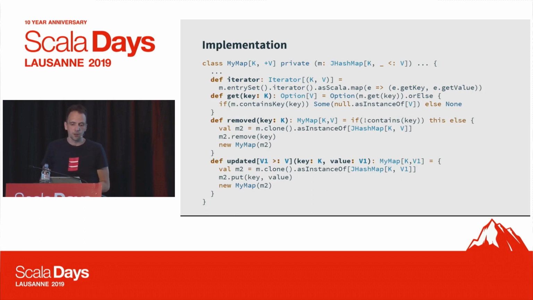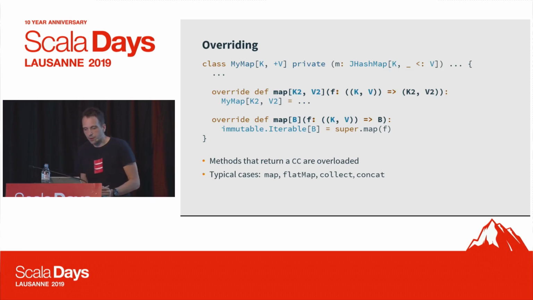For the actual implementation, there are 4 methods we need for the map. We need to get an iterator, then there's a get method which returns a value. There's a remove method that creates a new map implementation without that value, and an updated method that creates a new map with a new binding. The implementation here is fairly straightforward and uninteresting. Instead, let's look at how you would override methods for performance. So I showed you earlier that we overrode the map method in MySeq with a custom implementation.